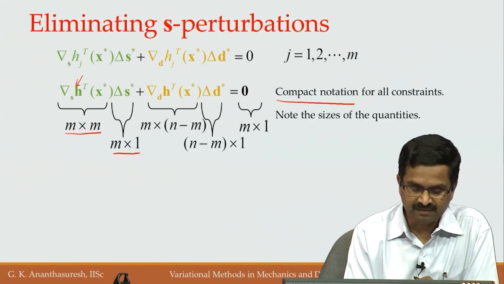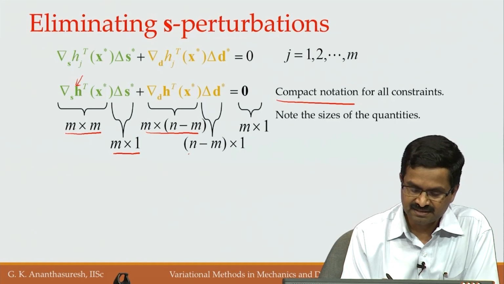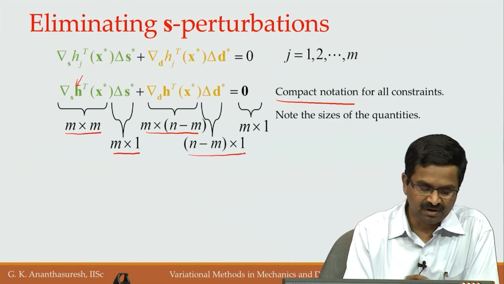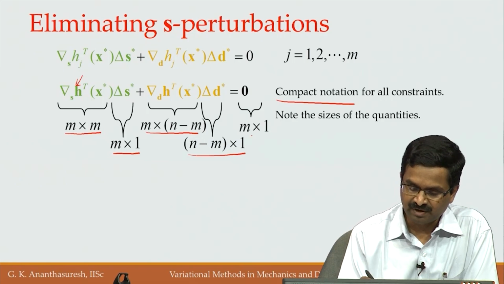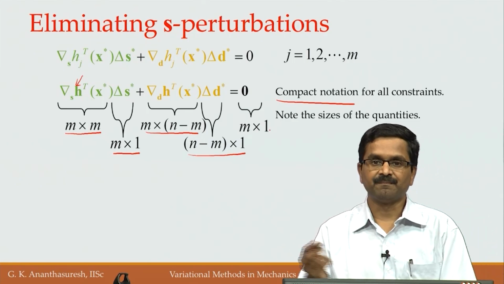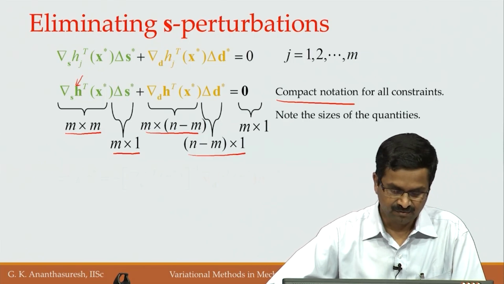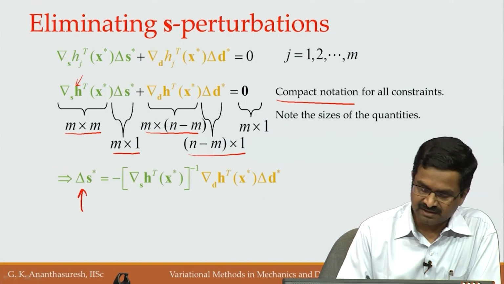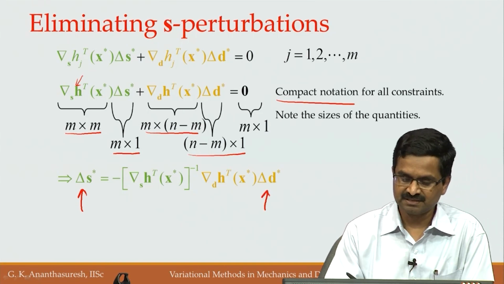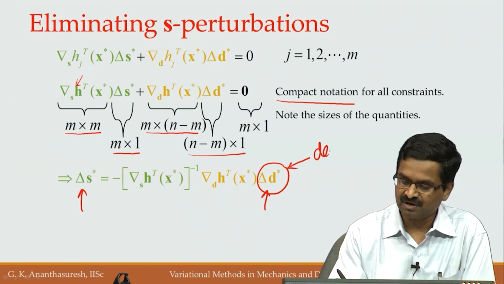and this is m by 1, and this is m by n minus m, and this is n minus m by 1. Overall we will get m by 1, this is also m by 1, and this 0 vector will be m by 1, because we have m equality constraints. When we have this, then we can express this delta S star in terms of delta D star, because these are the ones that we can independently vary. This is what we called decision variables, right, the D's.